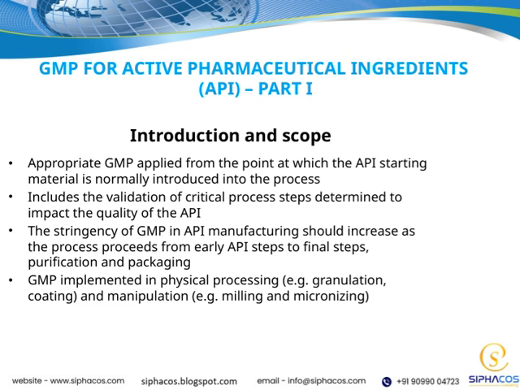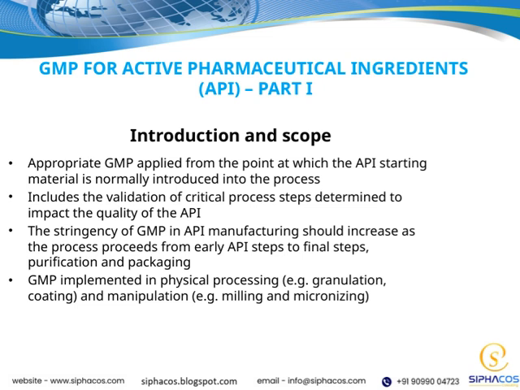As we move through the manufacturing process, from early API steps to the final stages like purification and packaging, the stringency of GMP requirements increases. This makes sense because the closer we get to the finished product, the more critical it becomes to maintain strict controls. GMP isn't just about the chemical processes. It also applies to physical processing steps such as granulation and coating, as well as manipulation processes like milling and micronizing. These operations can introduce variability or contamination, so they must be carefully controlled under GMP.